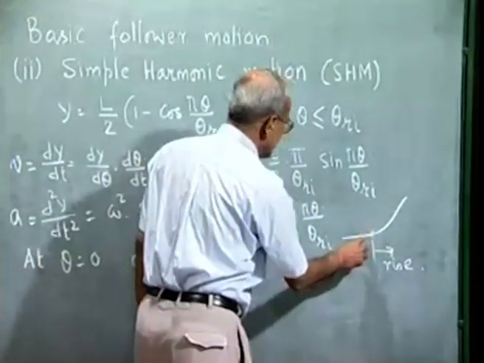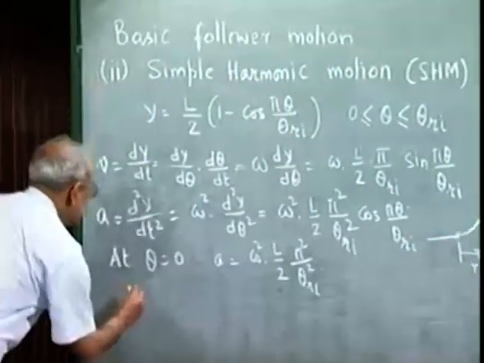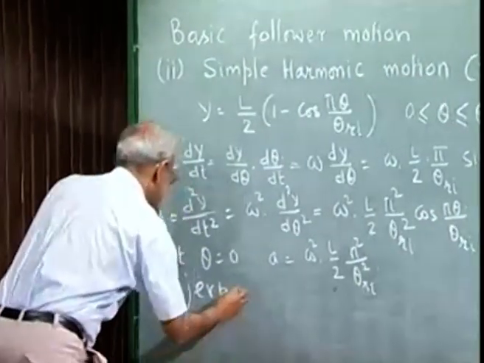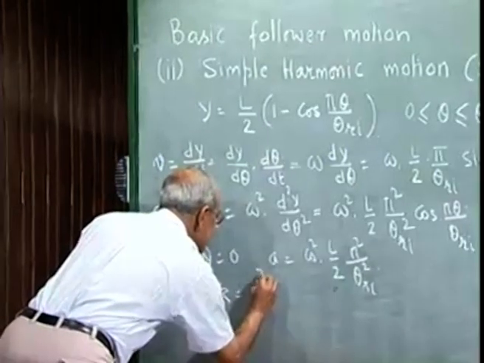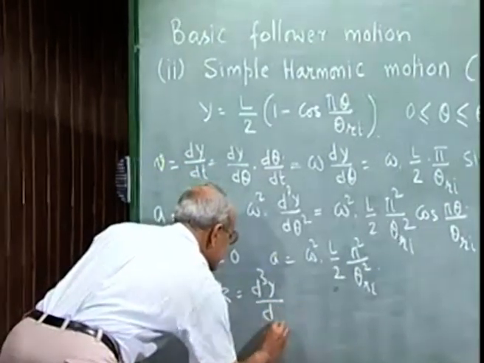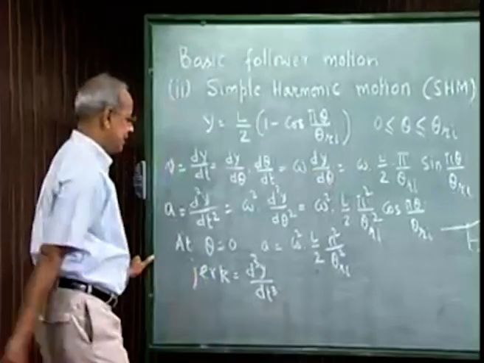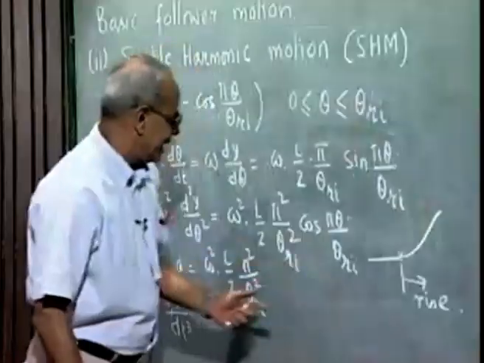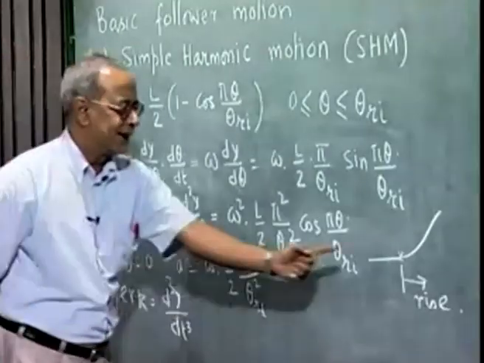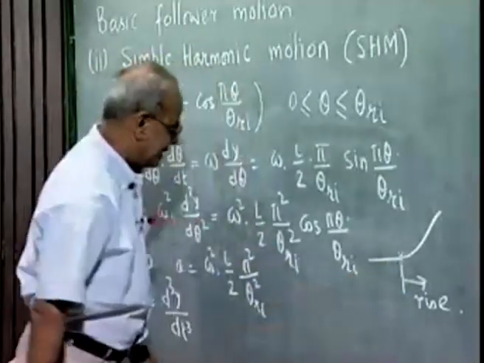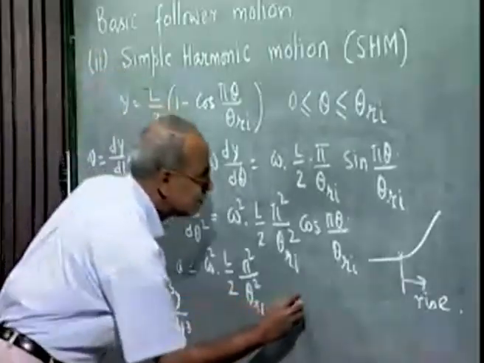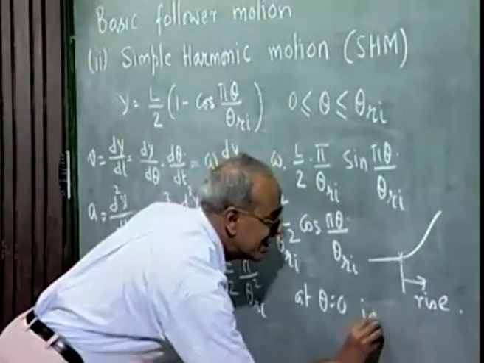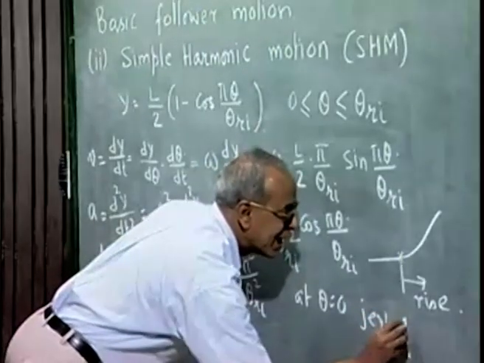The jerk, which is called the third derivative, jerk of the follower, that is the rate of change of acceleration, which is d3y dt3. Here d2y dt2 is 0, and it starts with a finite value of d2y dt2 at theta equal to 0. So, at the beginning of the rise, jerk tends to infinity. So, at theta equal to 0, rate of change of acceleration is very high.